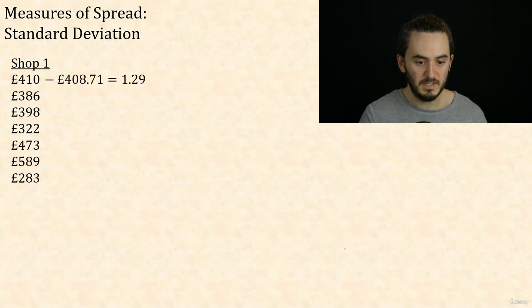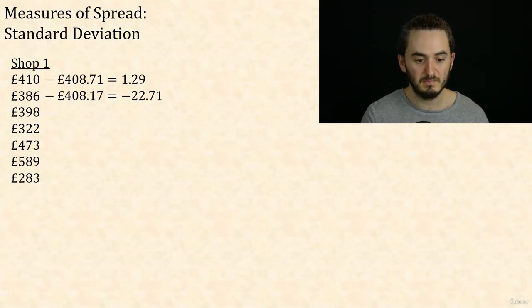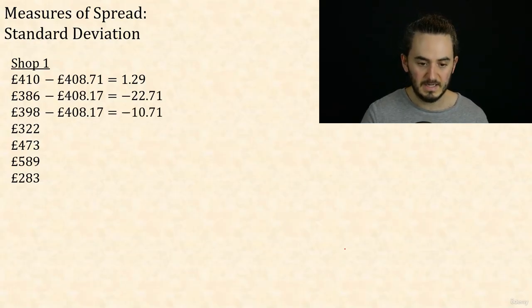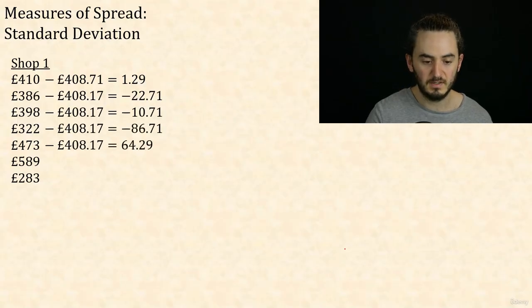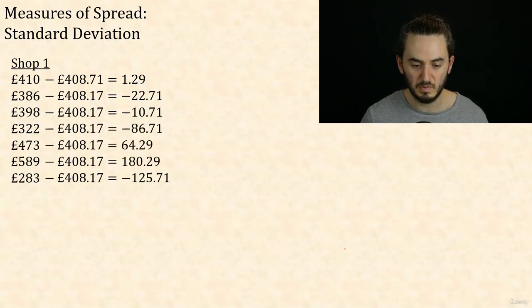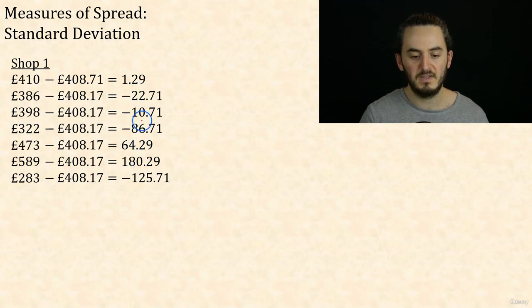Okay, so in each case here, I'm just going to take our data point, subtract the mean, and write down what we get. So 386 minus the mean is negative 22.71, and so on. And I can work through finding all of the differences between the data points and the mean. Now, if I was to add all of these differences together, I would find that it's 0.